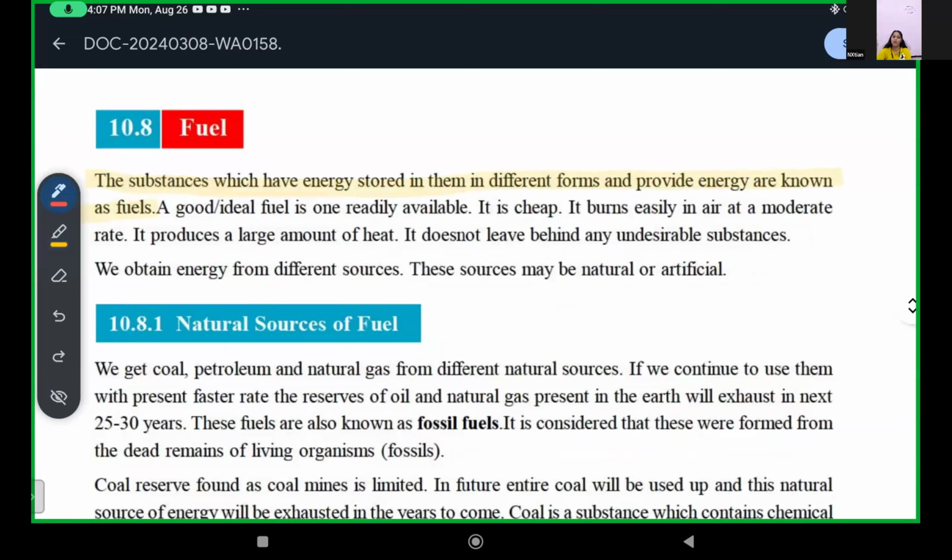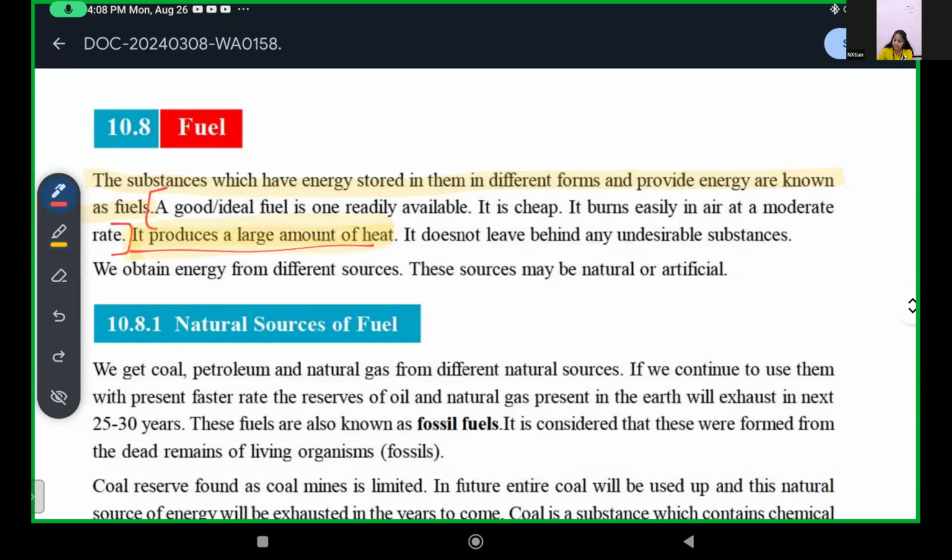Now, what is a good fuel? What is a good fuel that we can find easily? It's readily available, cheaper, and it burns easily in air at a moderate rate. These are the qualities of a good fuel. Suppose we have to travel a far distance to find some fuel, and when we have found it, it doesn't even burn. So what's its use? No use then. If it's not readily available or it's very expensive, it's not good. So the qualities of a good fuel: readily available, cheap, and burns easily. It has to provide a large amount of heat, and it does not leave behind any undesirable substances.